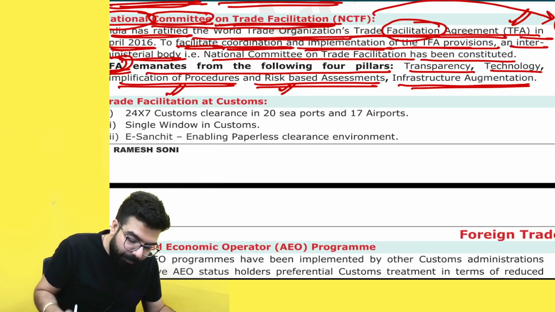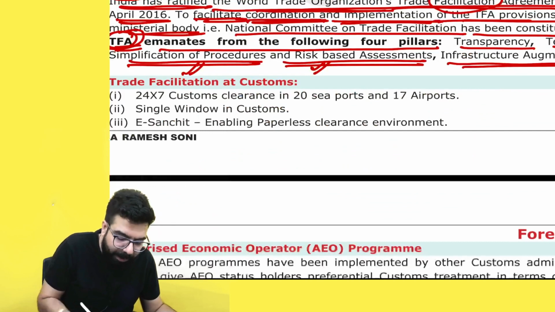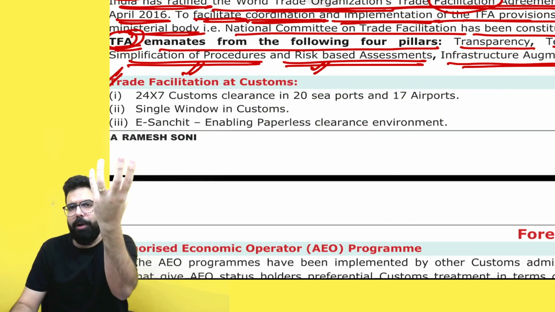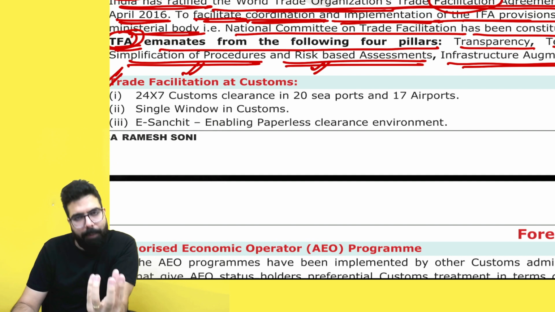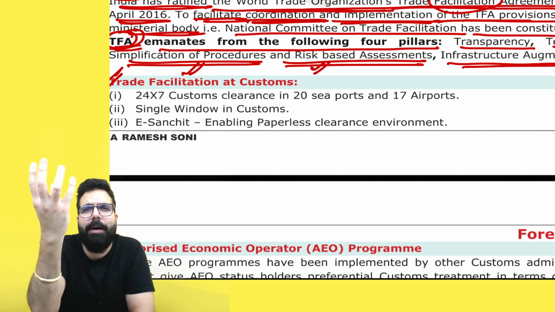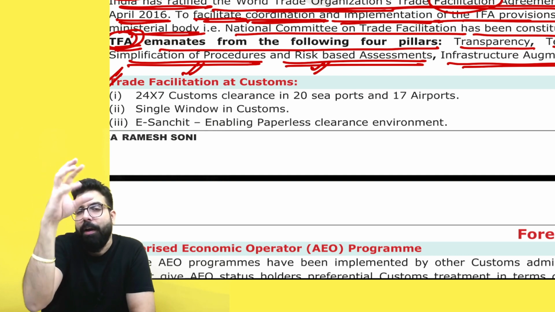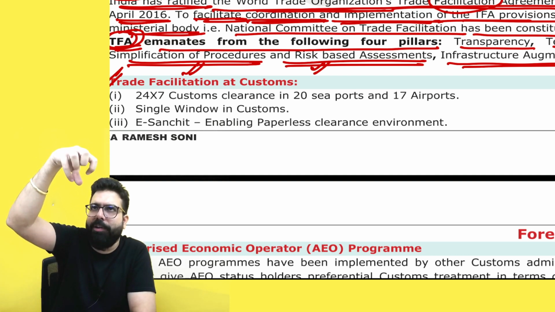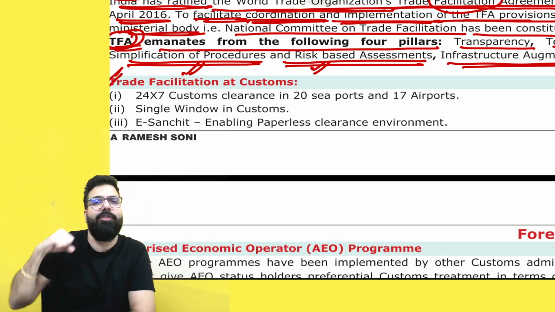Done, sir. Now, what are the various trade facilitation measures which have come in customs? Because these trade facilitation measures have come under foreign trade policy. Because of the various trade facilitation measures under foreign trade policy, what is the impact? Foreign trade policy is made by the Ministry of Commerce and Industry. Now, trade facilitation measures are being implemented under foreign trade policy, so what are the various trade facilitations which have come under customs?